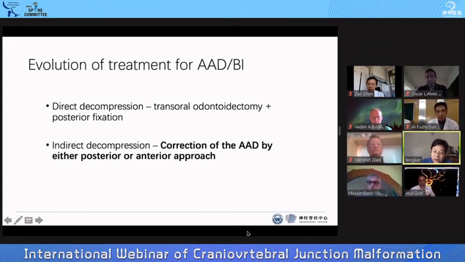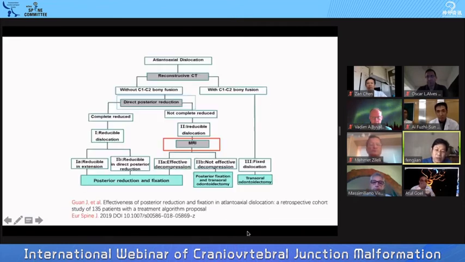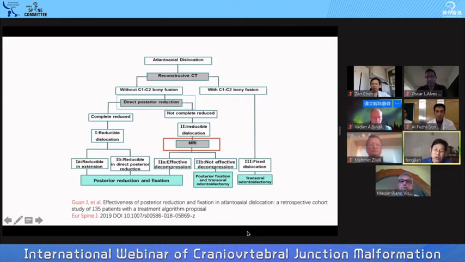the first option should be correction of the dislocation by either posterior or anterior approach. And recently, we published a strategy for the treatment of basilar invagination and atlantoaxial dislocation, except for the fixed dislocation with C1-C2 bony fusion. We always try to reduce the dislocation by direct posterior approach.